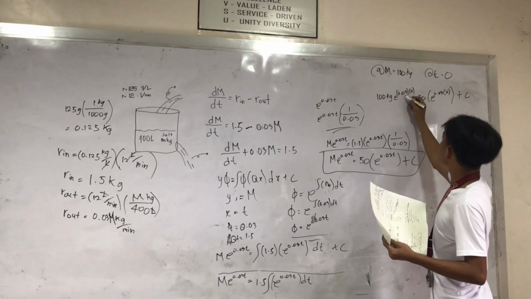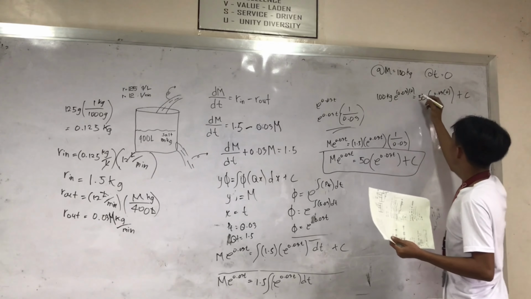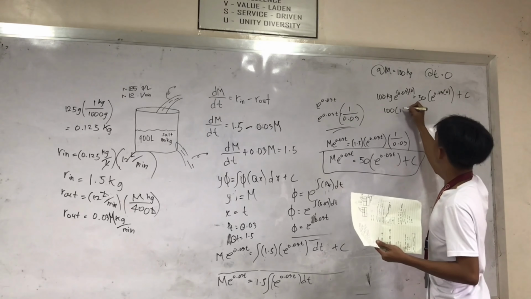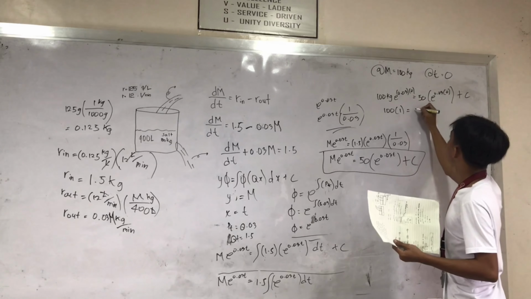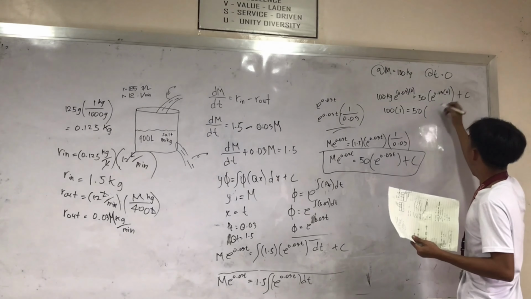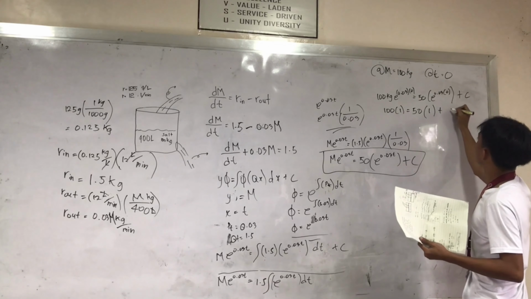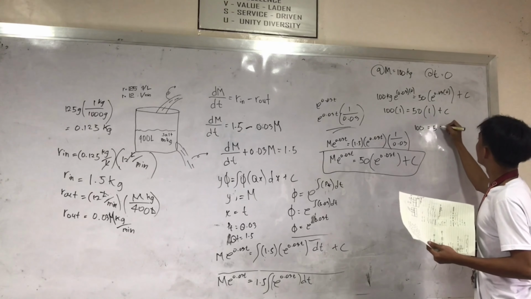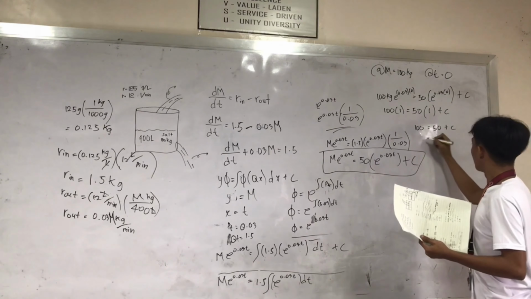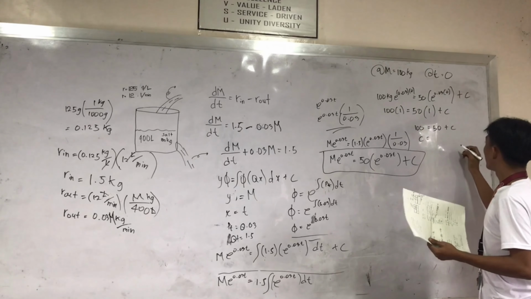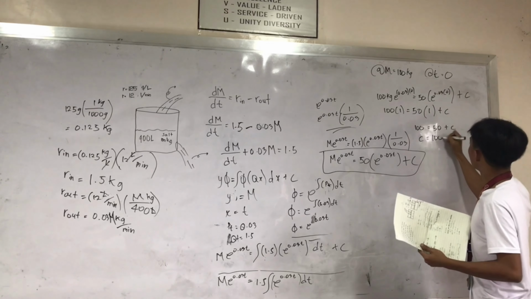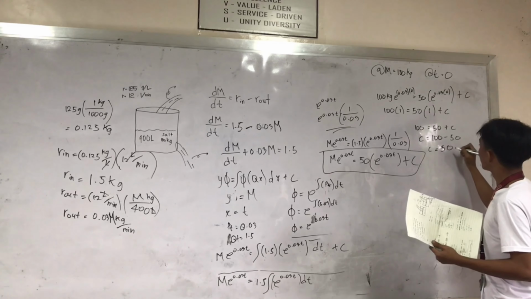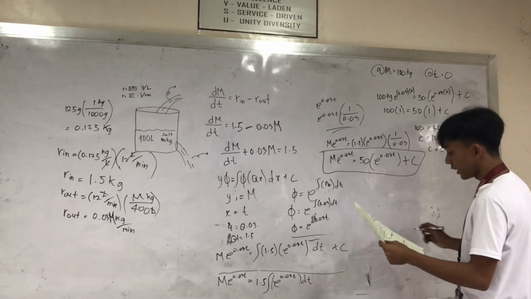E raised to 0.03 times 0 equals to 0. So it will make us 1. E raised to 0 equals to 1. 50 times 1 plus c. 100 is equals to 50 plus c. Transpose the 50 to the other side. C will be 50. Now we get the constant.